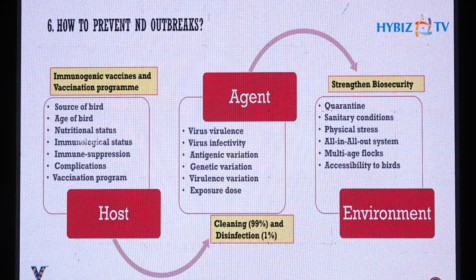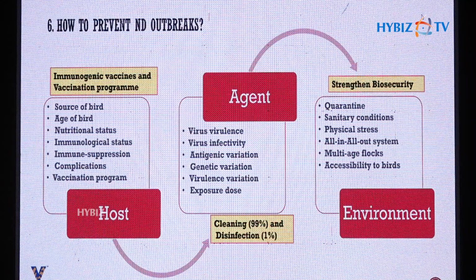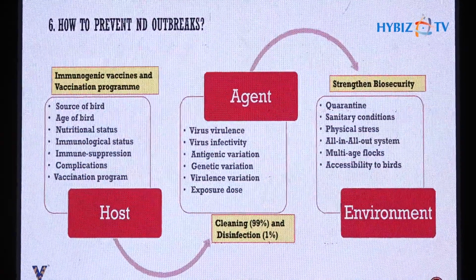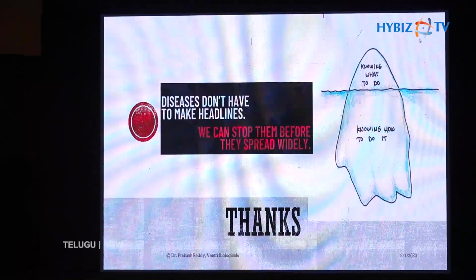But with genotype 7i which is emerging, we need to be very cautious. It is the next pandemic which is happening in several neighboring countries. In our country also it has happened, it is emerging. We should be very cautious. Strengthen your biosecurity with all these factors. So this is what I would like to highlight to prevent ND outbreaks.